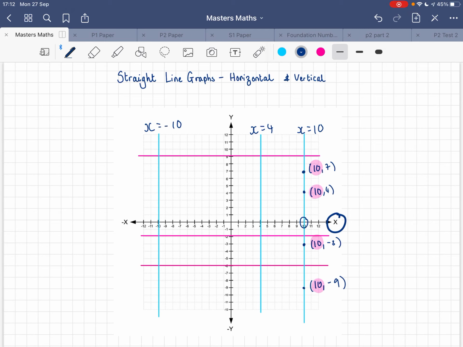All we're doing when we're finding an equation is giving that line a name, and the name describes something that is happening on that line. In this case, the x coordinate is the same for every coordinate on the line. It's either x equals 10, x equals 4, or x equals negative 10, depending on which line we're looking at. For the horizontal lines, these are crossing the y-axis because they're going in the opposite direction.